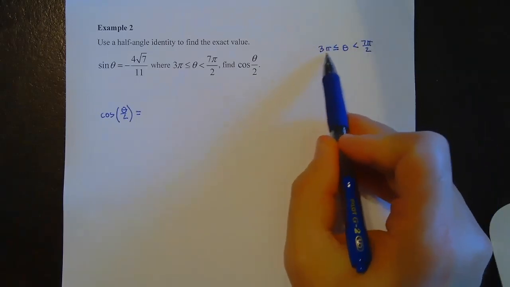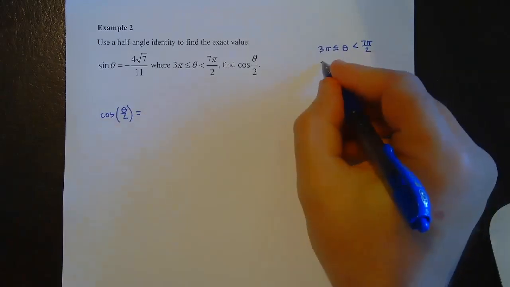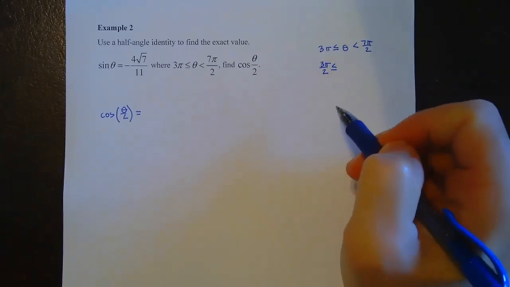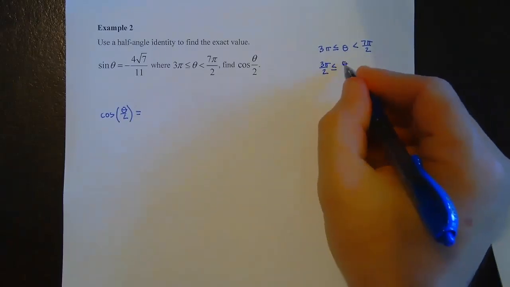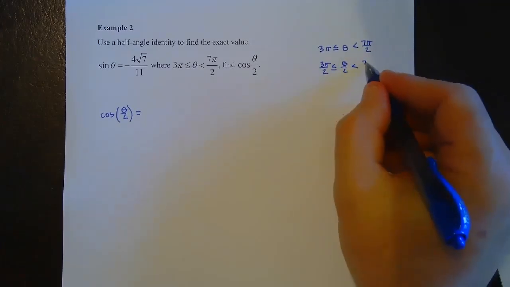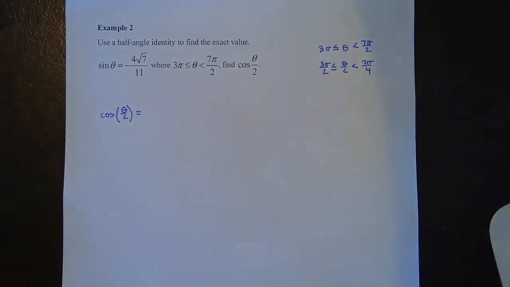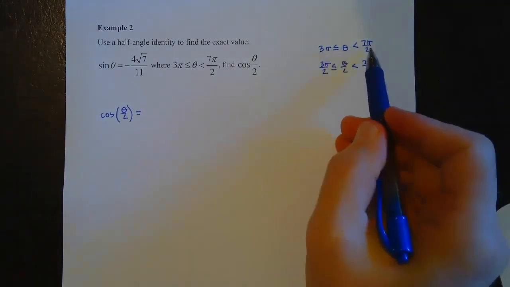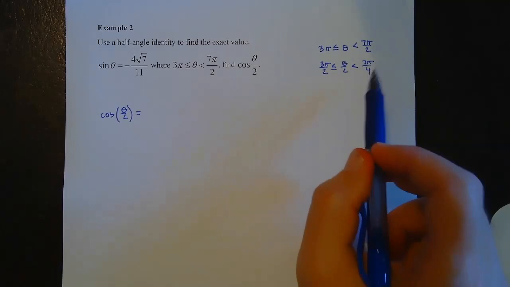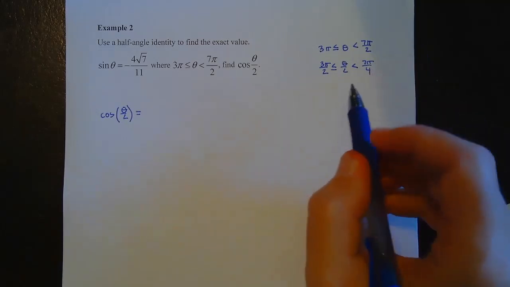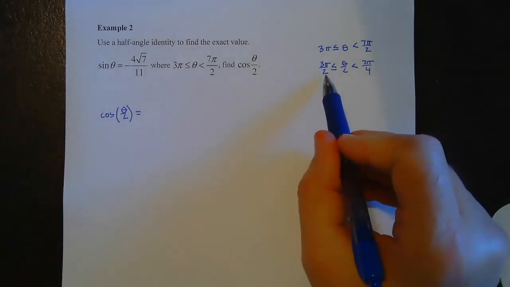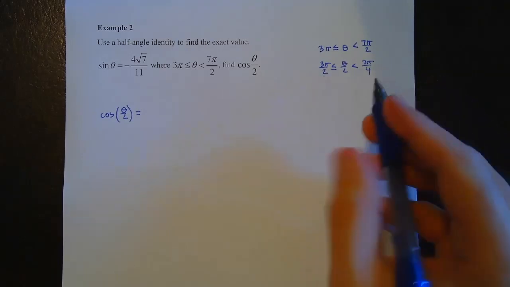So if I multiply this by 1/2, I get 3 pi over 2 is less than or equal to theta over 2, which is less than, if I multiply 7 pi over 2 by 1/2, 7 pi over 4. So I know where theta is, between 3 pi and 7 pi over 2, but now I know where theta over 2 is. It's between 3 pi over 2 and 7 pi over 4. We could convert this to fourths to really help us, so this would be 6 pi over 4.